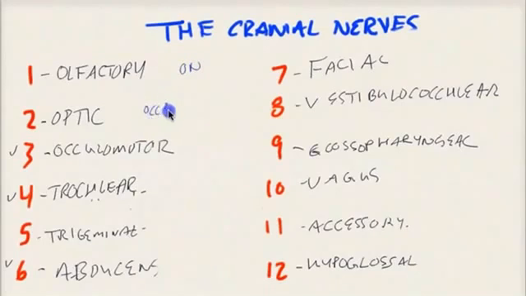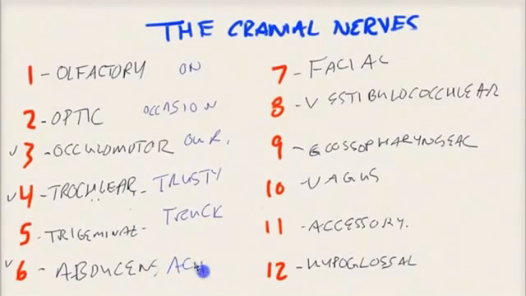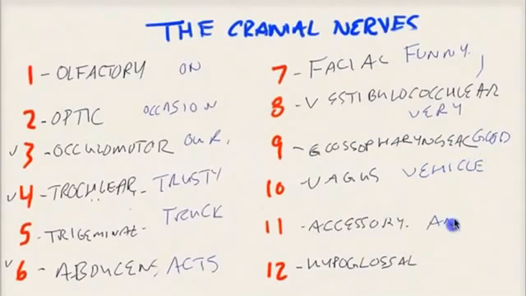On occasion, our trusty truck acts funny. Very good vehicle anyhow. So on occasion, our trusty truck acts funny. Very good vehicle anyhow. And you can see that the first letter of the nerve corresponds with the first letter of each word in the mnemonic.